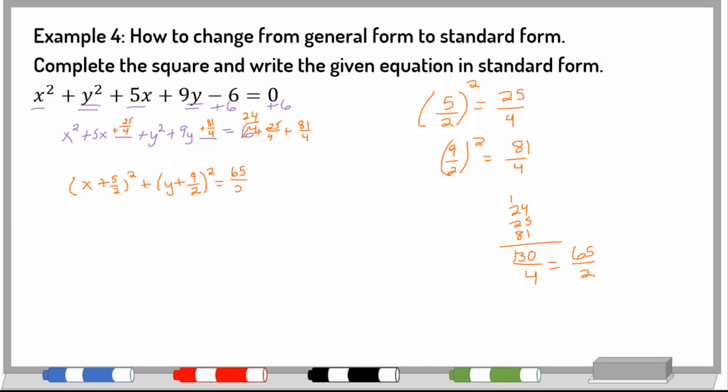Now, if we were asked then to graph this, that would be terrible, because we would have to make our center be at -5 halves, -9 halves, and even worse, our radius would be the square root of 65 over 2. In that case, I would recommend that, if you're allowed to use your calculator, you use a decimal approximation to just do the best you can. I don't think it's super likely that you'd be asked to graph something like that, but you never know. You just never know. So that's an example of gross completing the square for your pleasure.